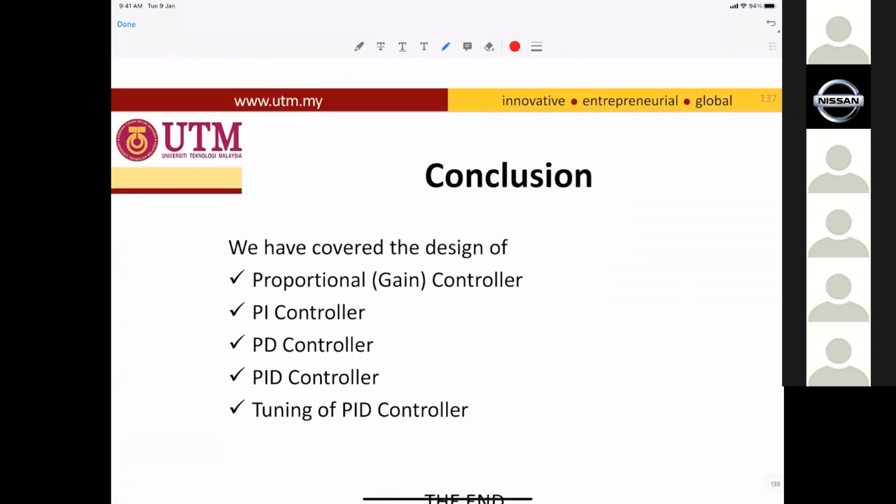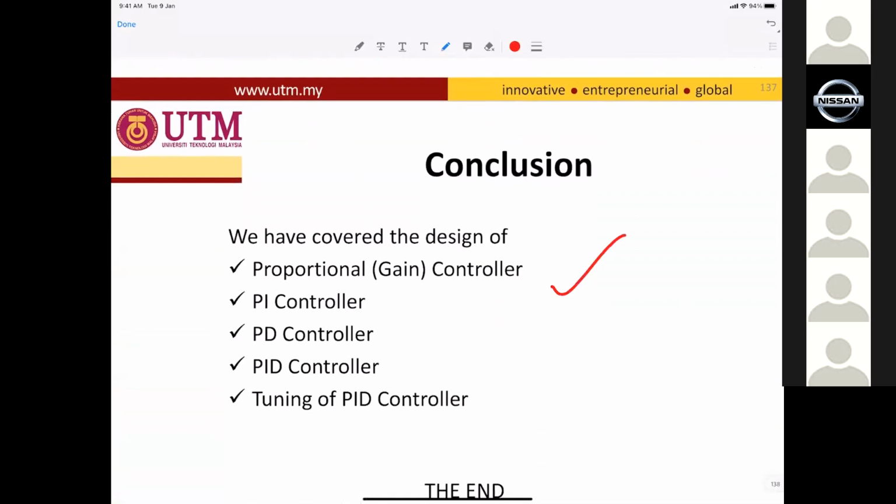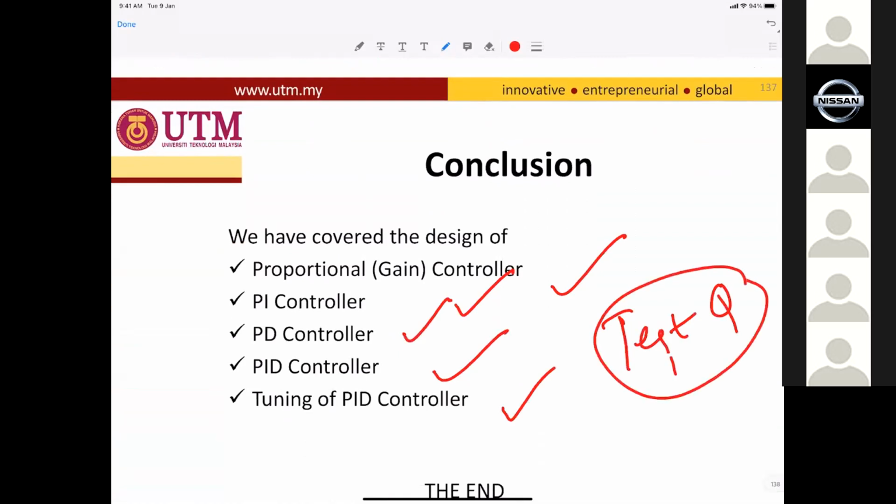All right, so we already covered P controller, PI controller, PD controller, PID controller, and tuning of the PID controller. So this is the end of chapter 2 for PID controller, PID control design. And I will review some past year test questions, test 1. So we will review maybe tomorrow or maybe next week. And then I already gave you the slide for chapter 3. So I will begin chapter 3 inshallah next week. So tomorrow we will do some revision of past year test 1 questions.